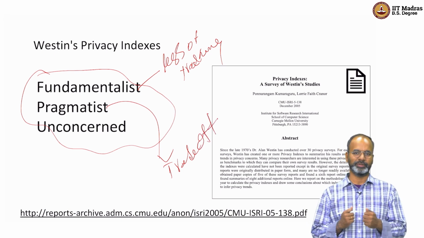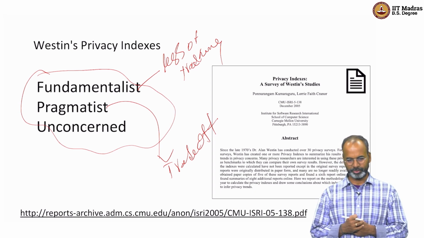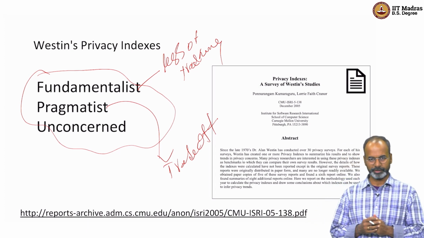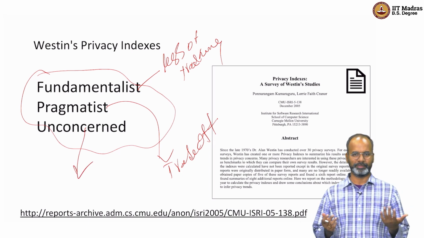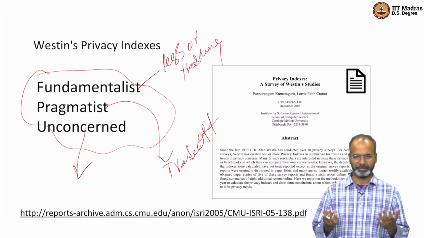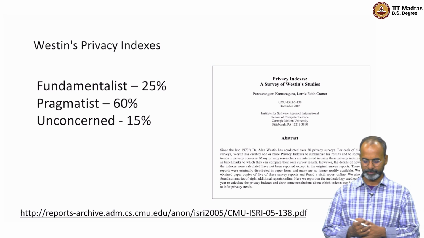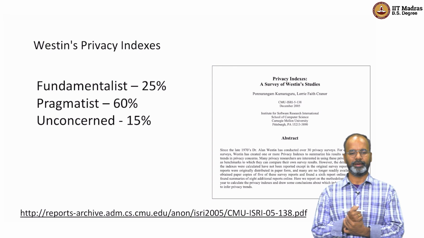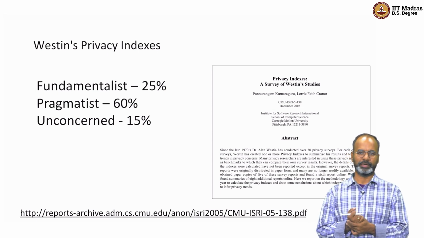This is the trade-off group. Depending on the situation, they will make a choice of whether or not to allow the cookies. Unconcerned are people who are okay with their information being tracked, who are okay with giving away their username and password for something, or their online transactions, everything like that. So again, fundamentalists are very careful, pragmatists do trade-offs, and unconcerned people don't care about their privacy.